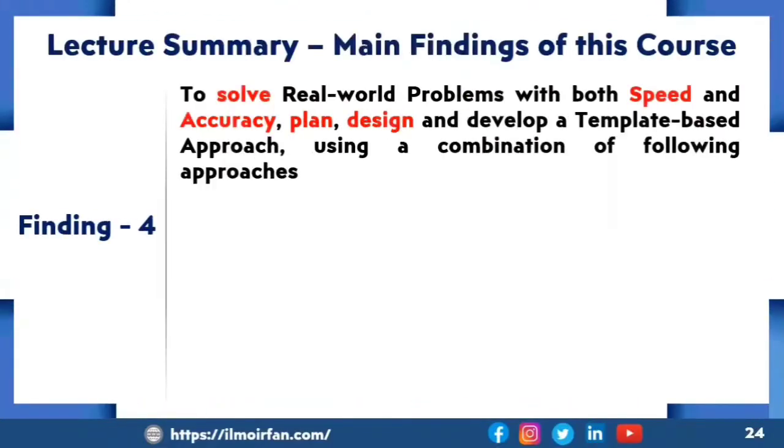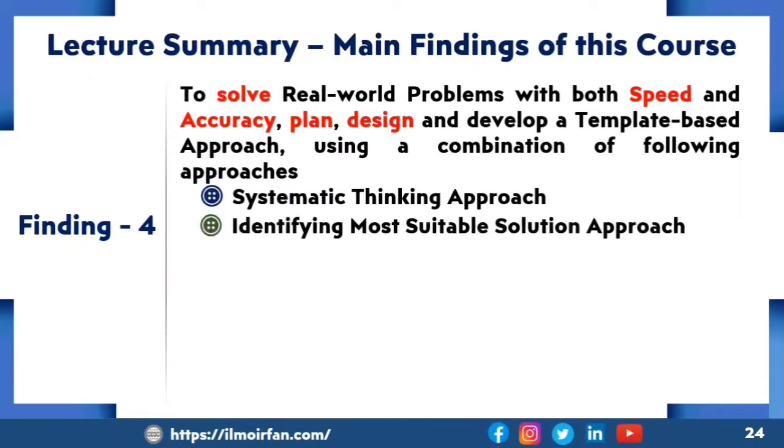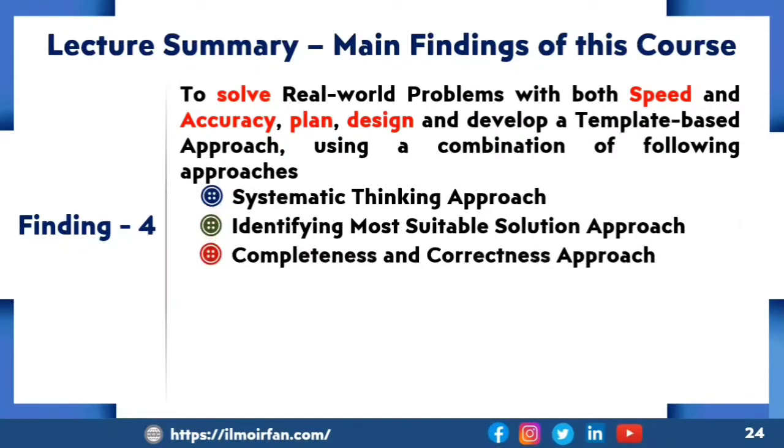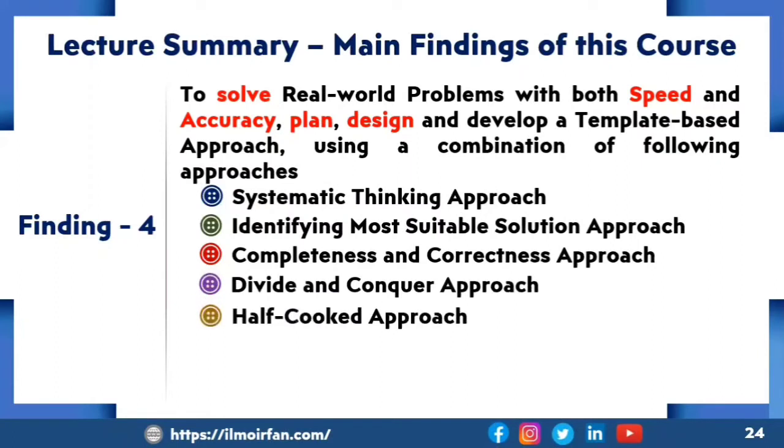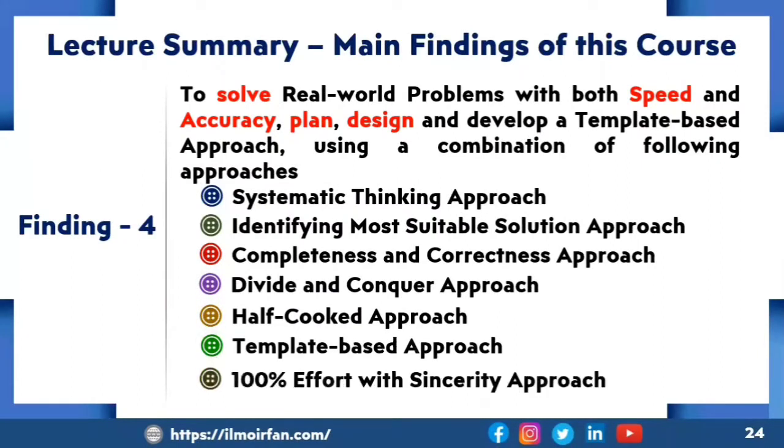Finding 4 is to solve real world problems with both speed and accuracy, plan, design, and develop a template based approach using a combination of the following approaches: systematic thinking approach, identifying most suitable solution approach, completeness and correctness approach, divide and conquer approach, half cooked approach, template based approach, and 100% effort with sincerity approach.